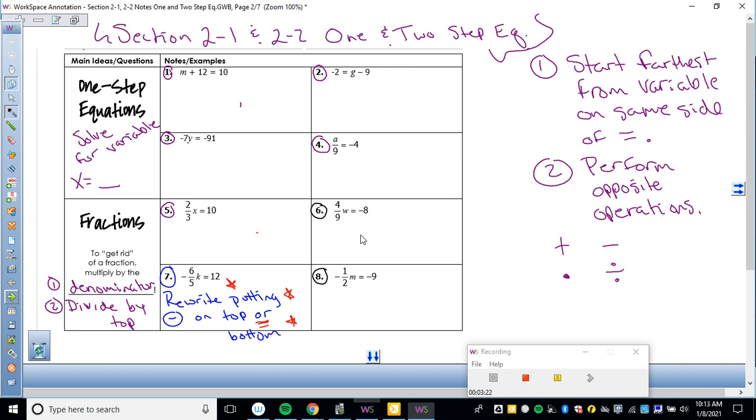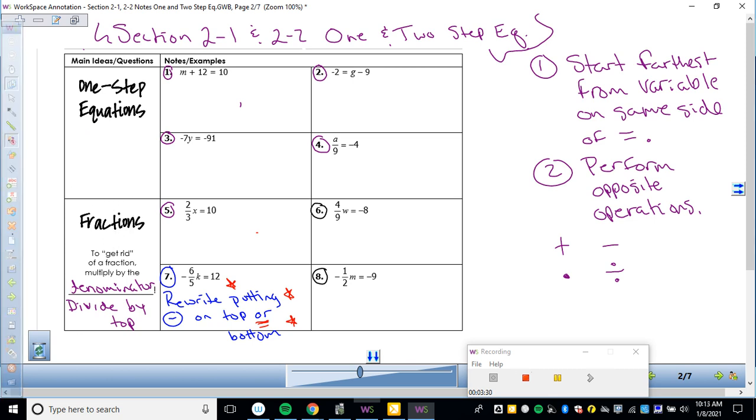So today we're going to start with 1- and 2-step equations. And we're going to do a few examples. We'll start with 1-step equations. And we're mixing section 2.1 and 2.2 because you've seen these equations before, so this should be a review.